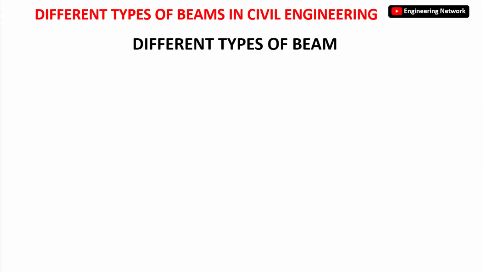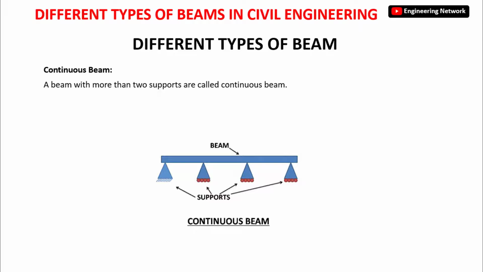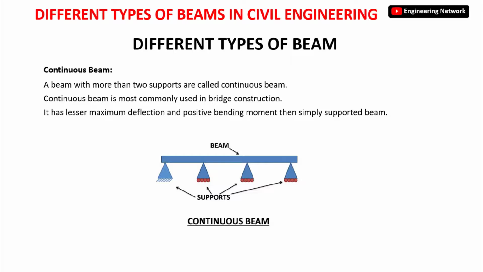Seventh type of beam is continuous beam. So a beam with more than two supports is called continuous beam. If you look at the picture of the continuous beam on your screen, these types of beams have more than one support and it has more than two supports along its length, right? Continuous beam is most commonly used in bridge construction. Also, continuous beam has lesser maximum deflection and positive bending moment than simply supported beam, right?